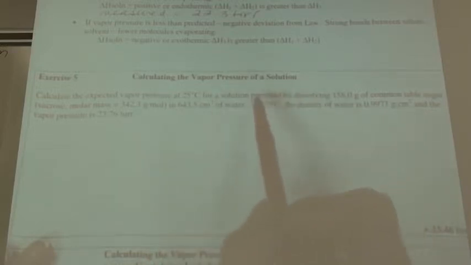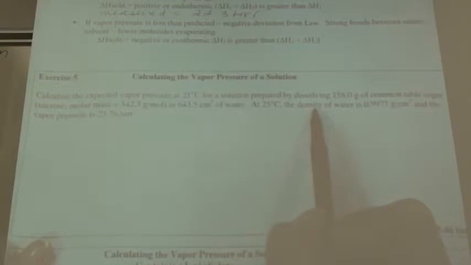Okay, here we go. Here is a practice problem for you. Calculate the expected vapor pressure at 25 degrees C for a solution prepared by dissolving 158 grams of common table sugar, sucrose, with a molar mass of 342.3 grams per mole, in 643.5 cubic centimeters of water. At 25 degrees C, the density of water is 0.9971 grams per cm cubed, and the vapor pressure is 23.76 torr.